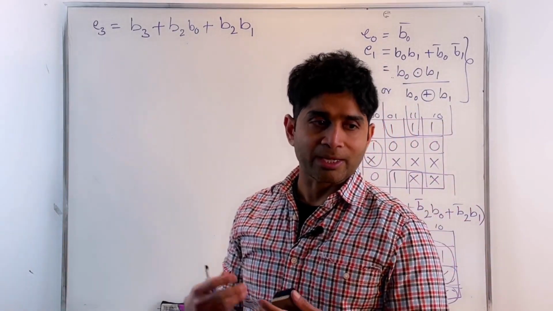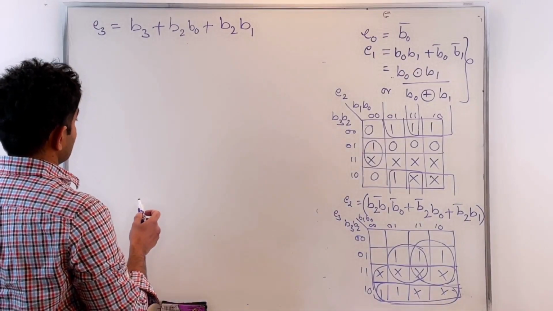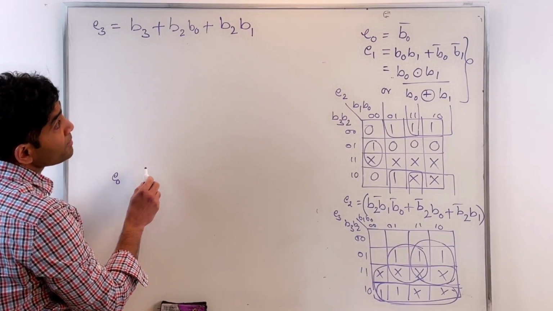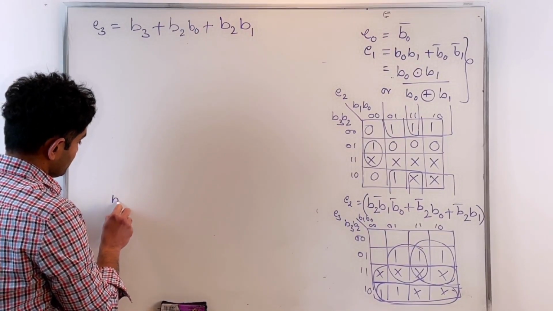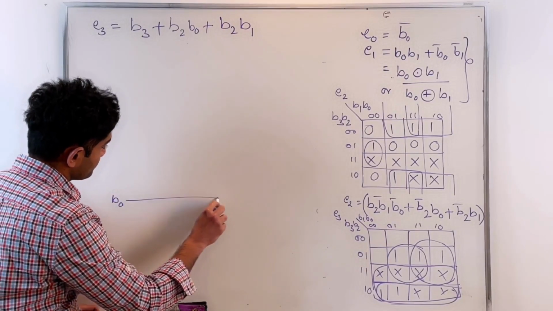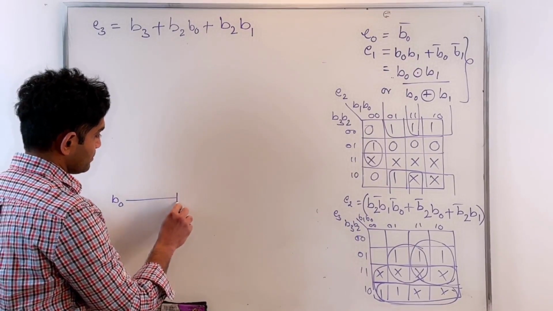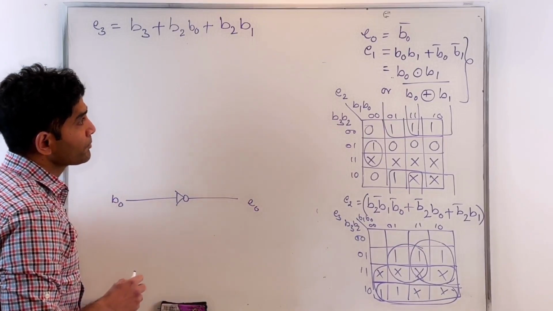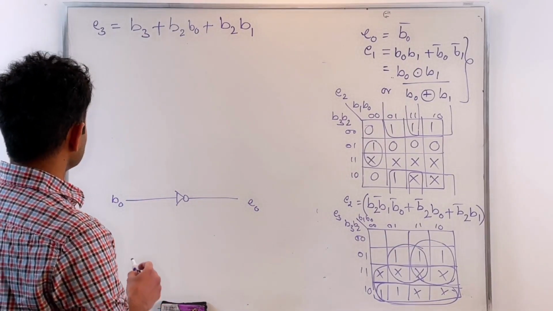So now I have implemented all my outputs as functions of these inputs, and now I can actually draw my circuit, right? So in this case, my E0 is simply B0 prime. Let me do this. That gives me my E0. My E1 is B0 exclusive NOR B1.